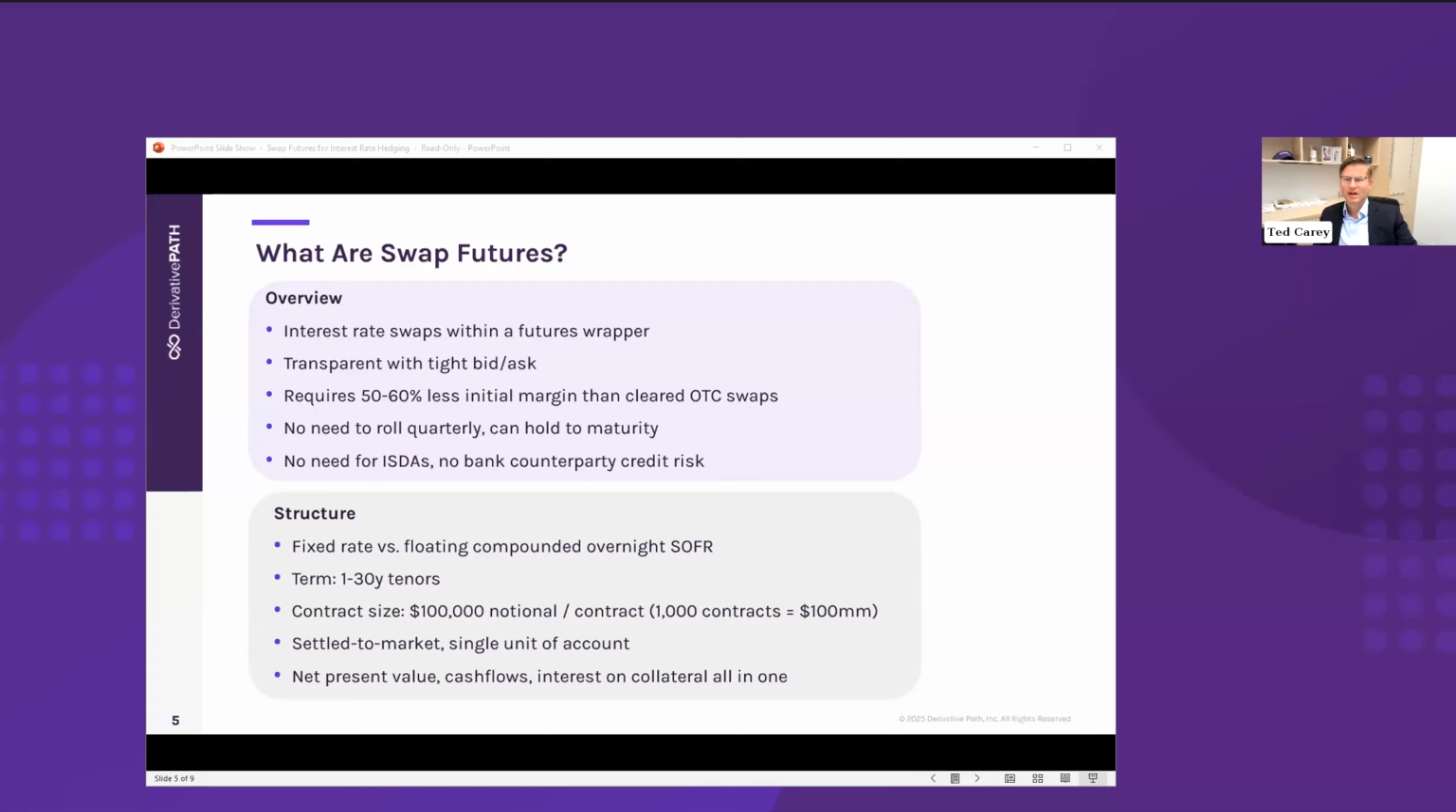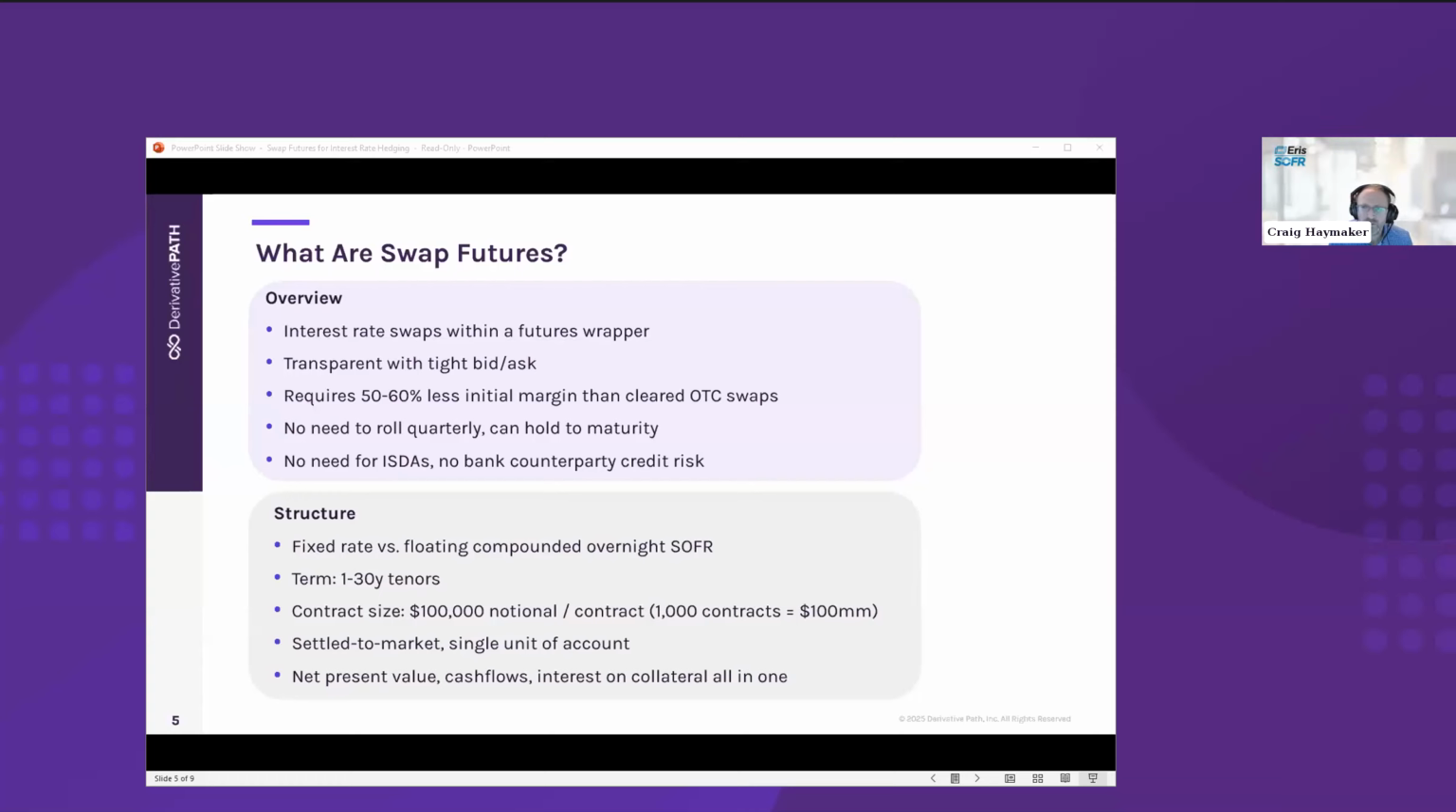I think that's most of the aspects. One other thing to call out is that they're available in a variety of different tenors. We have them as short as 1 year and all the way out to 30-year. And we see many participants use a combination of different tenors to hit their different key rate durations and manage their interest rate risk.